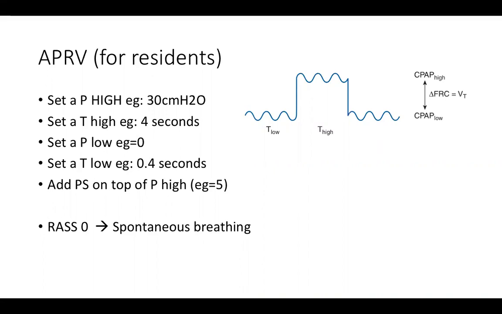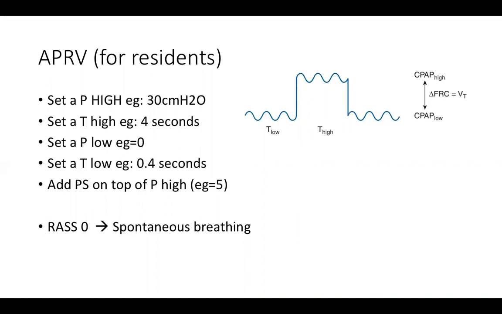So when you divide 1 minute, so 60, by 4 or 5 seconds, it's a rate of 15 or 14, I think. And then you're going to set a low pressure, which is usually at 0. And they're going to spend very little time there because you don't want to lose your recruitment. So 0.4 seconds at the pressure of 0.